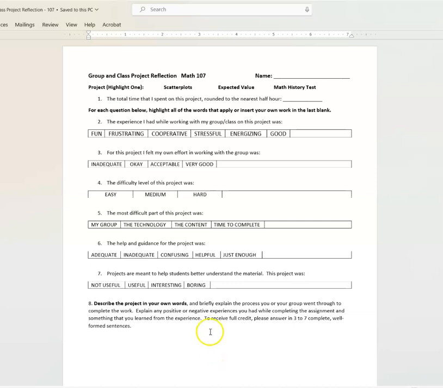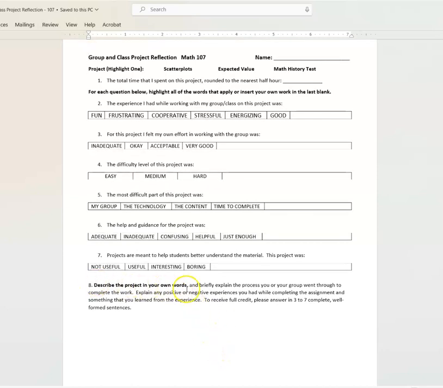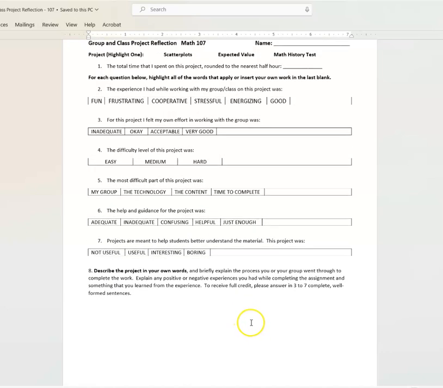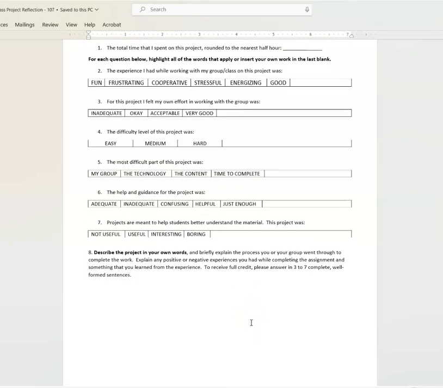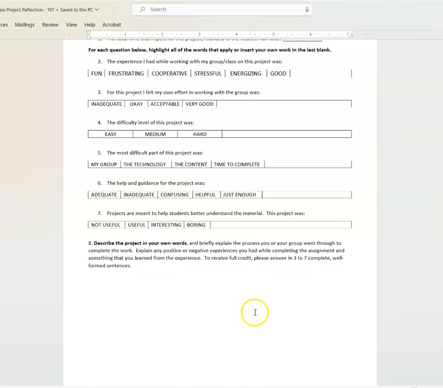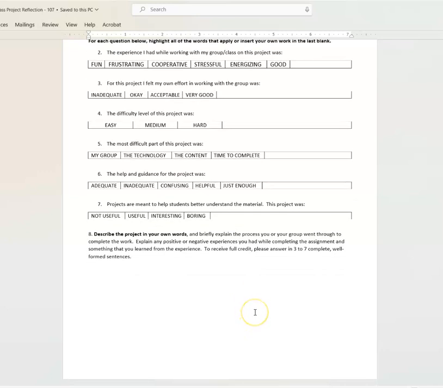And then you're going to describe this project in your own words. What did you actually do in this project? What was the point of this project, etc.? And then talk about some experience from that, that you learned from it, or that you found interesting, any positives or negatives you had while completing the assignment. You can say it was challenging working with the group. But again, please don't call other people out in your paper, and you can just say group members or whatever.